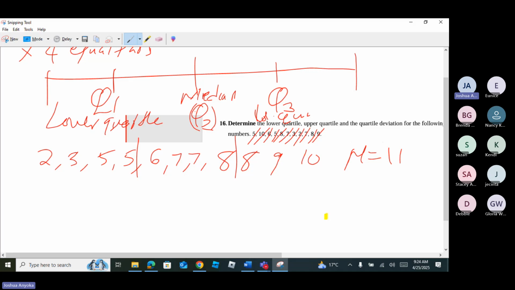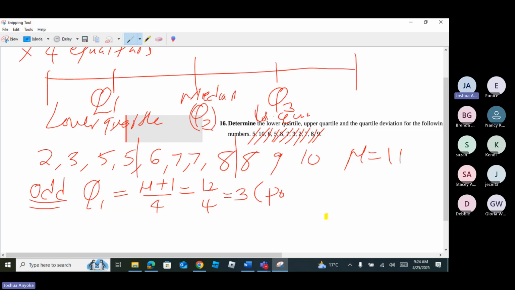You have to be careful. I think it is 11. If the entry is odd, that's for ungrouped data. Q1 is equal to (n plus 1) divided by 4, which is 12 by 4, which is 3.